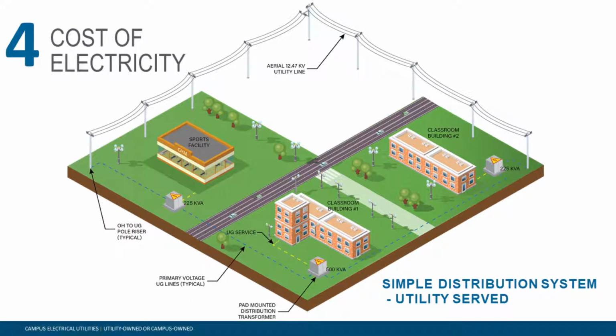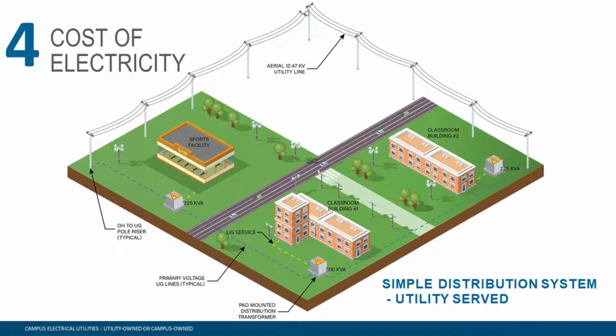Up on the screen right now, I have a picture of a corner of a typical campus. To describe what we're looking at, we have two classroom buildings, one larger, one smaller, and then we have a sports and recreation facility. The site is bordered by a utility-owned distribution line, an aerial line at 12.47 kV. And then on the site, we have the services to each individual building.